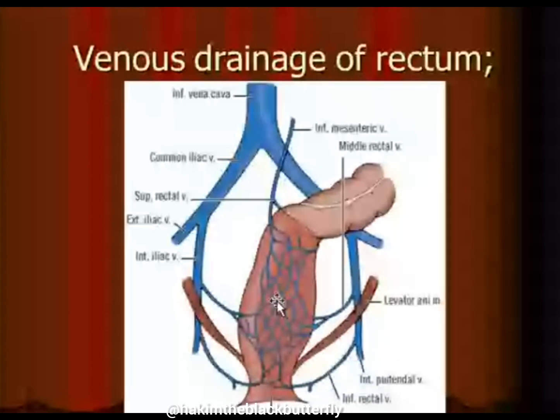So the anastomosis between the superior rectal and these 2 blood vessels, middle rectal and inferior rectal, is known as portosystemic anastomosis, because this blood is going to the portal vein, and this blood is going to the inferior vena cava.